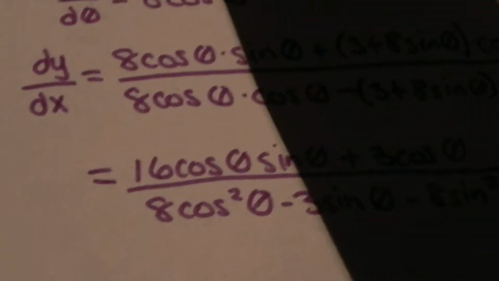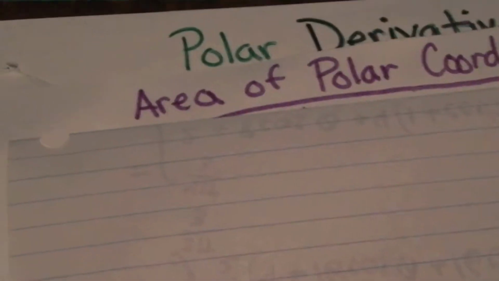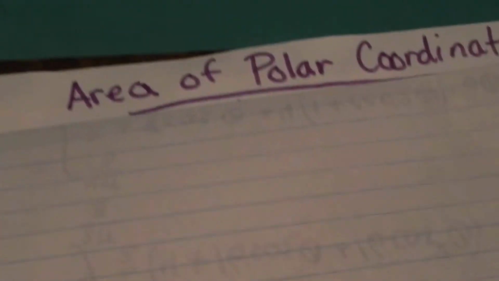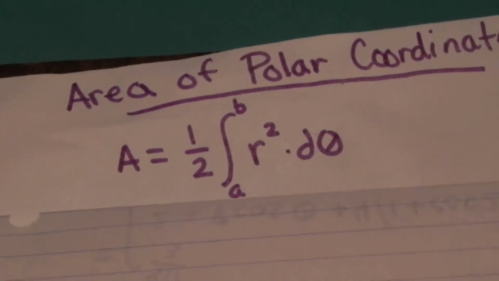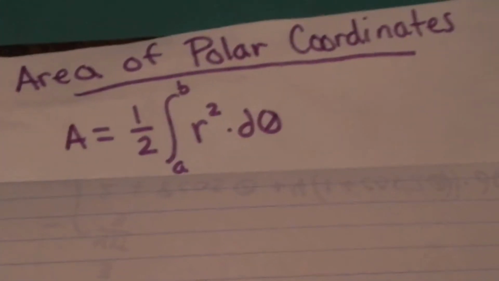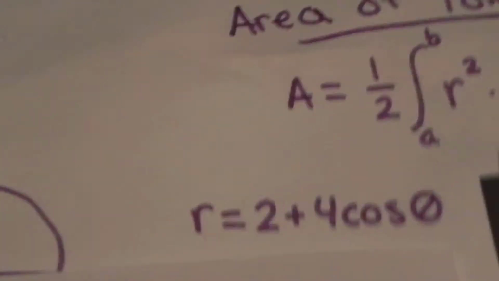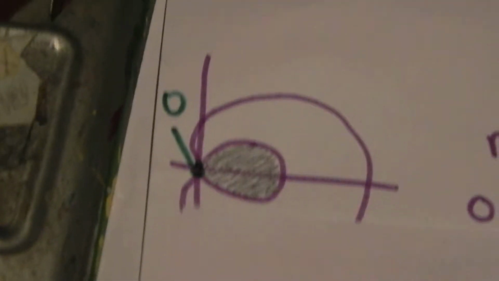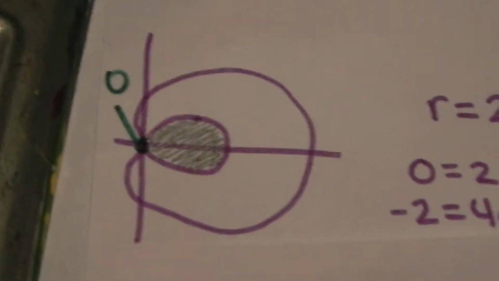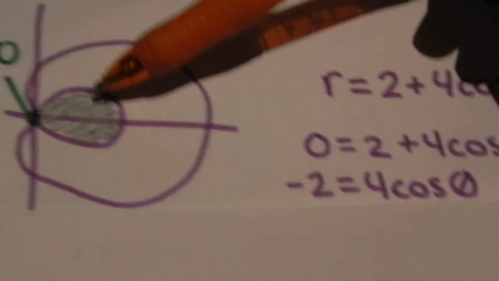Now in this video, we will also be showing the area of polar coordinates and how to find it. And for this, you use the formula 1/2 integral of r squared from a to b. For this example, we will be using r equal to 2 plus 4 cosine theta, which gives you the graph of this. And we are trying to find the shaded region.